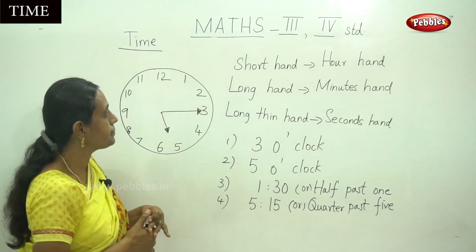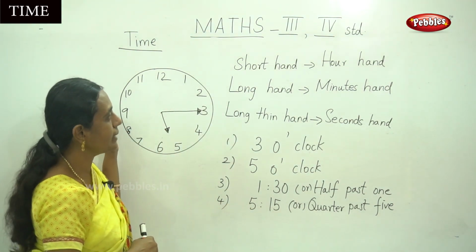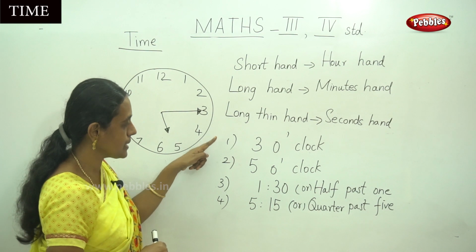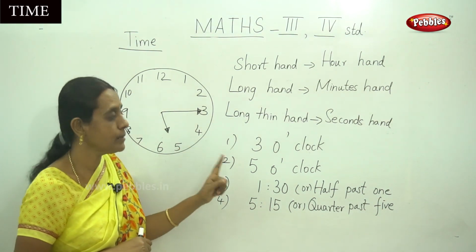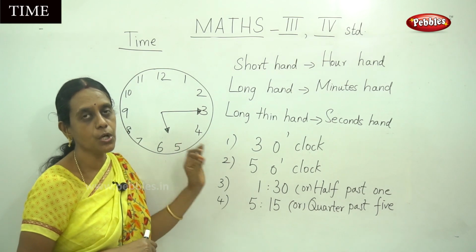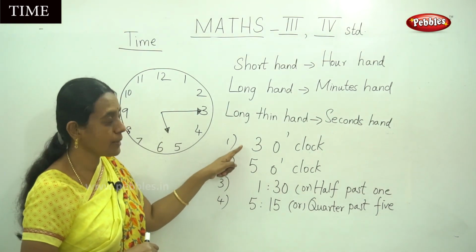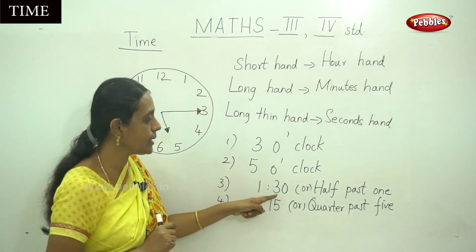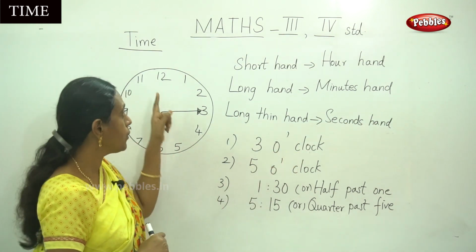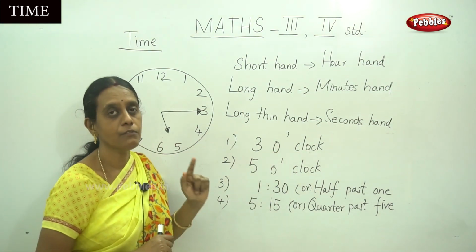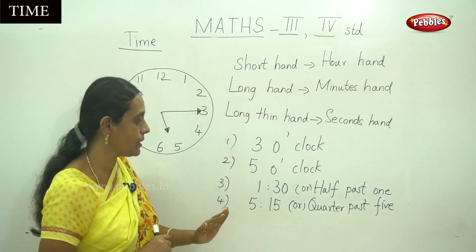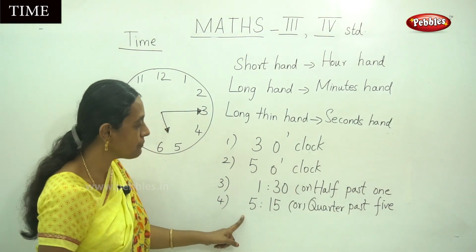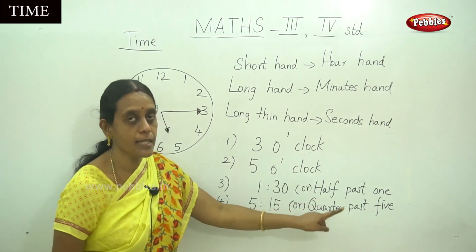Okay. So this is about the hour and minutes, and how to calculate the minutes by saying the time. What's the time? That is 3 o'clock, 5 o'clock only. That is the shorthand and the longhand. For these two times, the longhand is always at 12. When it is not o'clock, the longhand moves to other numbers. You have to calculate the number by saying the 5 table, or the skip counting of 5, and that means 1:30, otherwise called half past 1, and here 5:15, that means 5:15.